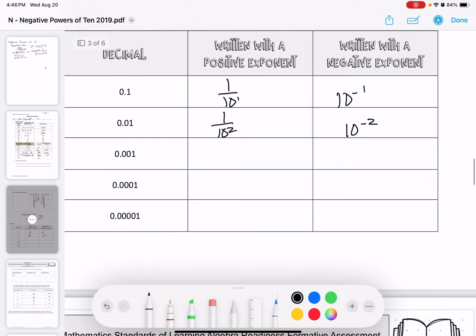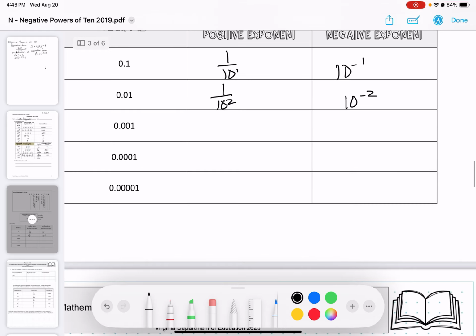And you can fill in the chart from there. Well, I'll just do the last one. So this one, how many place values after the decimal? 1, 2, 3, 4, 5. So this is 1 over 10 to the 5th power. And as a negative exponent, this is 10 to the negative 5.